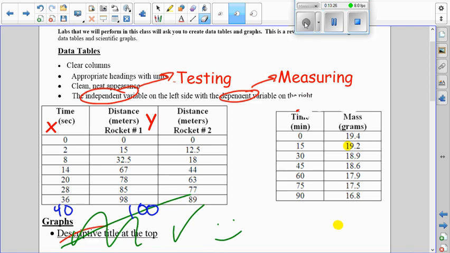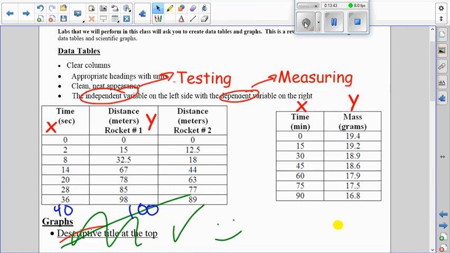Yeah, it should be time. It says the independent variable is on the left side. We kind of saw that in the instructions. But generally speaking, if time is one of the two variables, it's usually your independent variable, okay? So that's going to be on your x. Your mass is going to be on your y.